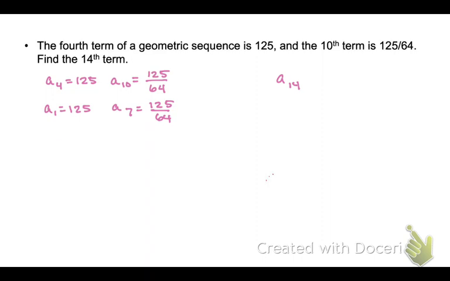And we're going to plug it into a sub n equals a sub 1 r to the n minus 1. So our a sub n is 125 over 64. Our a sub 1 is 125. We don't know r. That's the point, right? What's n? 7 minus 1.